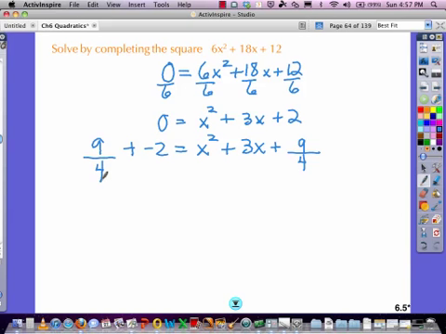All right, with that, we now have room to make our right-hand side a perfect square binomial. The square root of the first is x. The square root of the last term is 3/2. The sign we want to take is everything's plus, so a plus. On the left-hand side, we now have 9/4 plus -2. Now remember, the -2 is the same as 8/4, but it's a negative 8/4. Negative 8/4 added to 9/4 will leave us with 1/4.